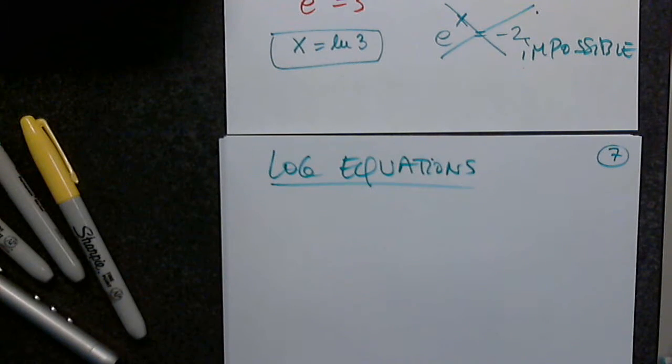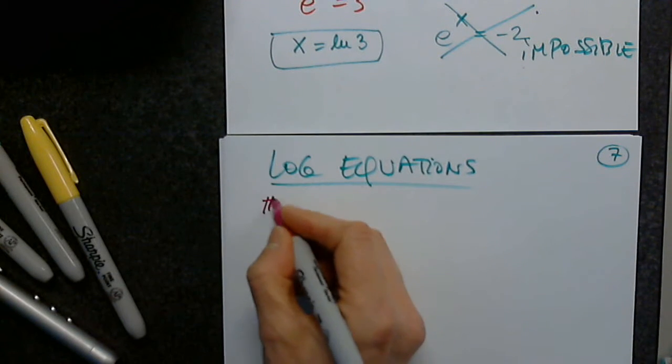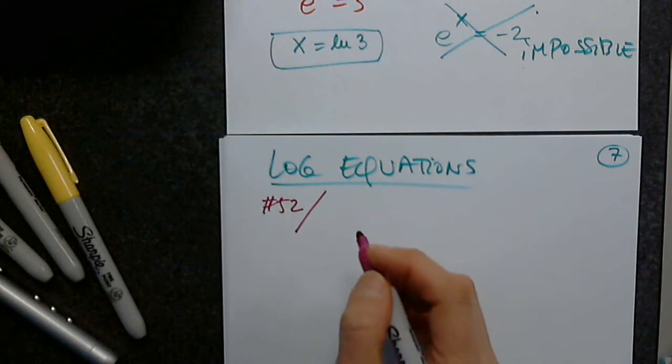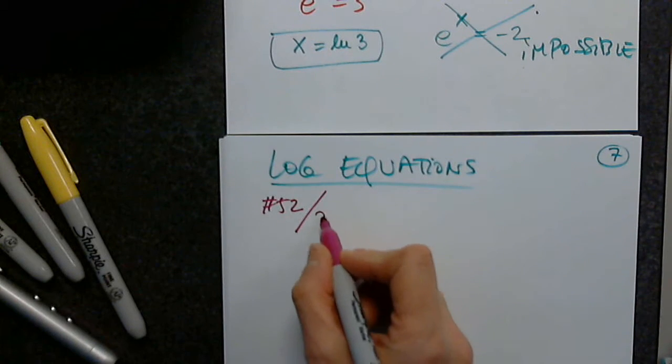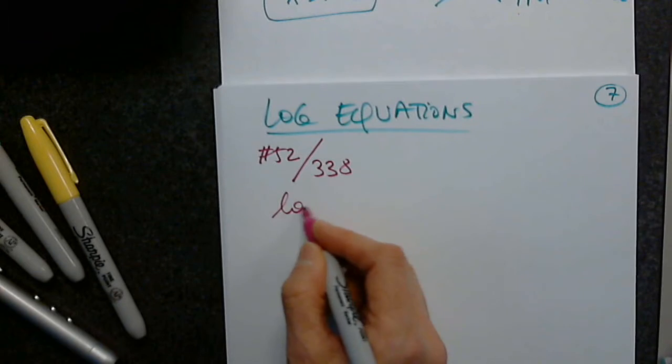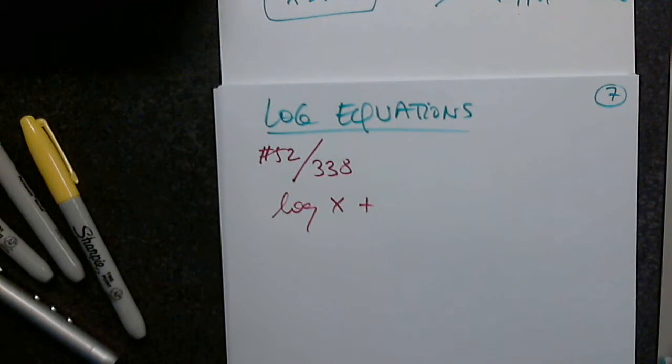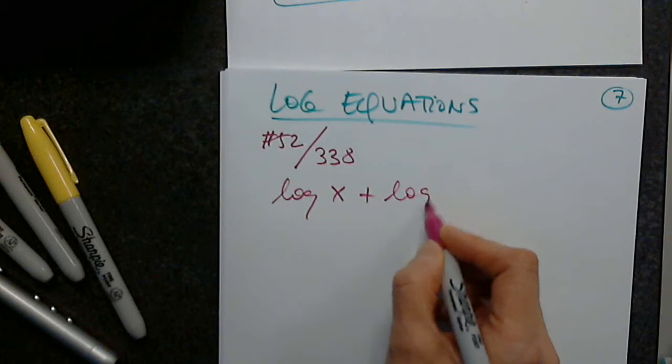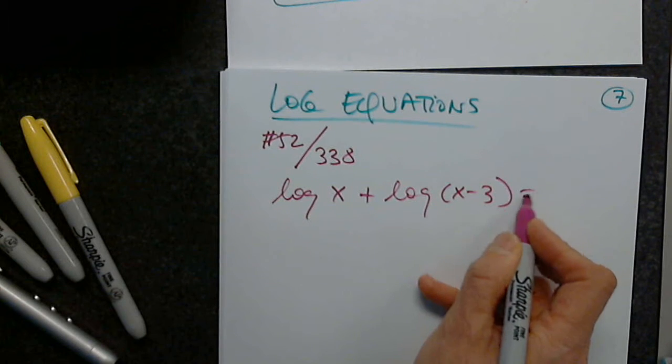Okay. Let's say problem 52, on page 338: log x plus log (x minus 3) equals 1.